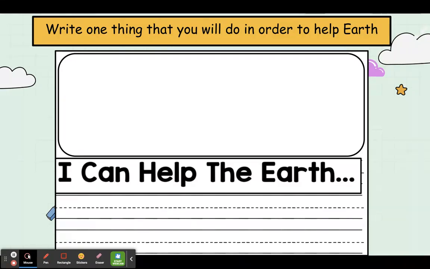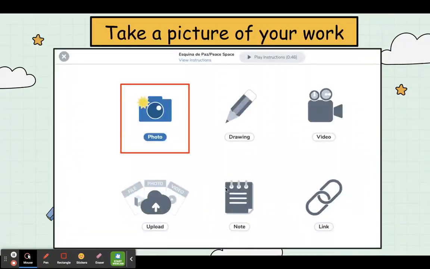So you're going to think about one thing that you're going to do, and then you're going to write it here. Now, you don't have to write in English. You may write in Spanish, but I put the sentence starter here in English. I can help the earth, and then you're going to complete it. Once you're done, you're going to take a picture of your work.